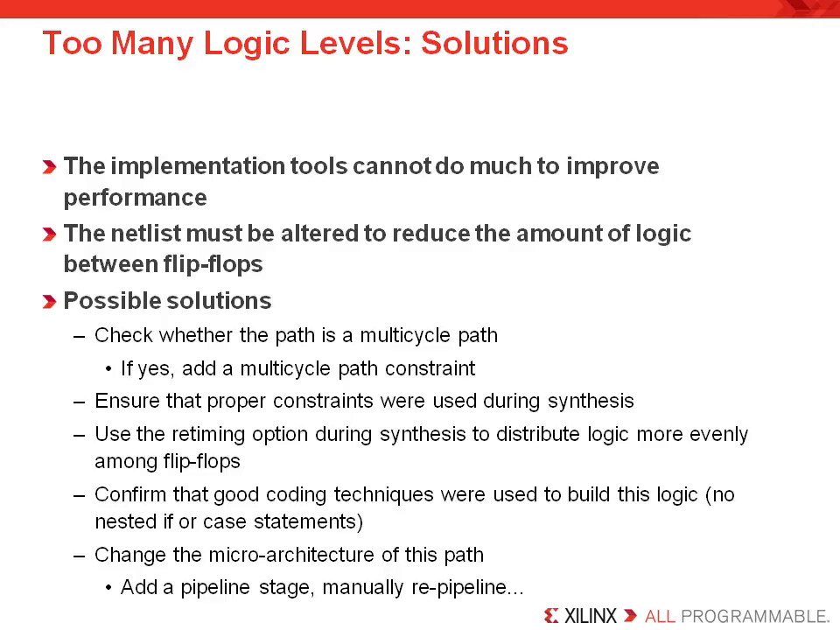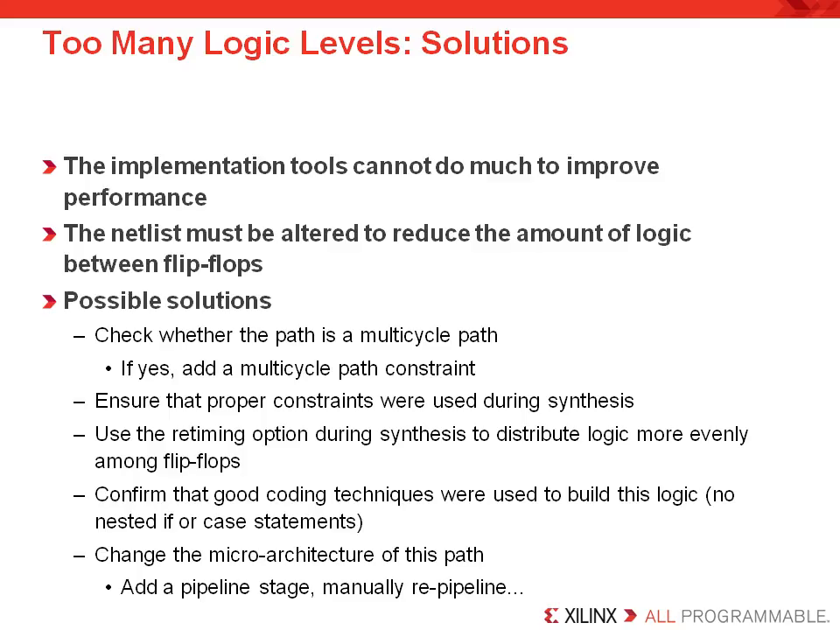So, how do you solve this problem? Well, besides the best solution I just discussed, there are a few other things to consider. The implementation tools cannot do much to improve the data path speed because there are too many logic levels. The netlist will have to be altered to reduce the amount of logic between the flops. It would be wise to check whether the path is a multi-cycle path.